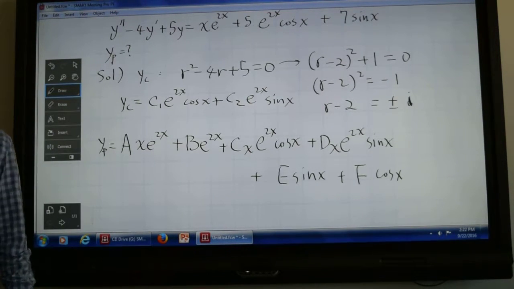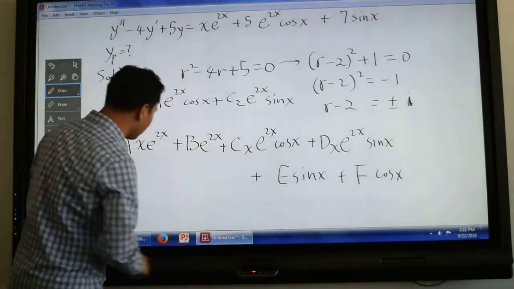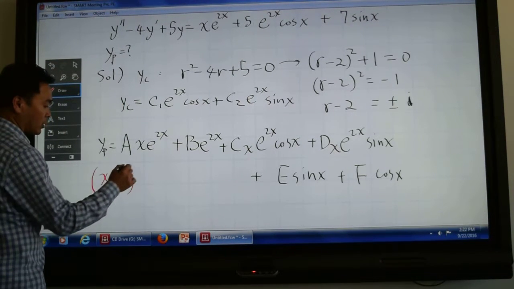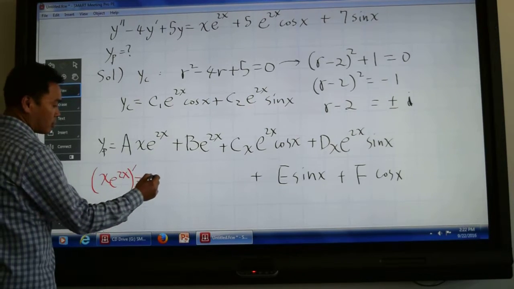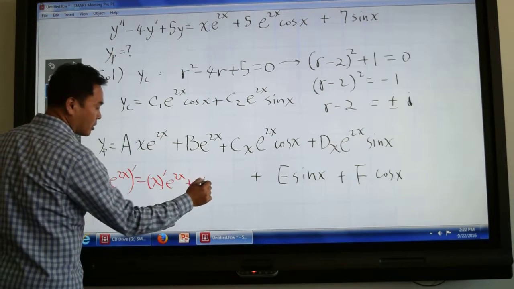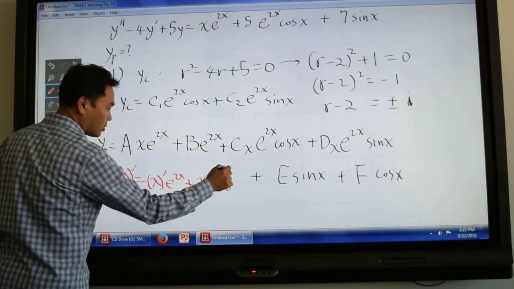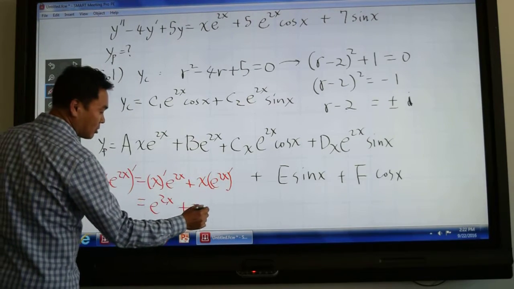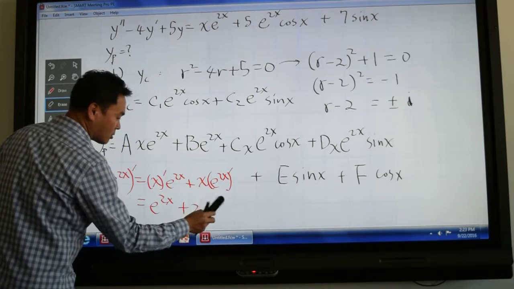Yes? Why do you have the x e to the 2x and just the e to the 2x? The first two. Yeah, so the thing is, if you take x e to the 2x and differentiate, oh, you have to differentiate. Okay, that's the part I missed. All right, then thank you. x prime e to the 2x plus x times e to the 2x prime gives you e to the 2x plus 2 times x times e to the 2x. Right.